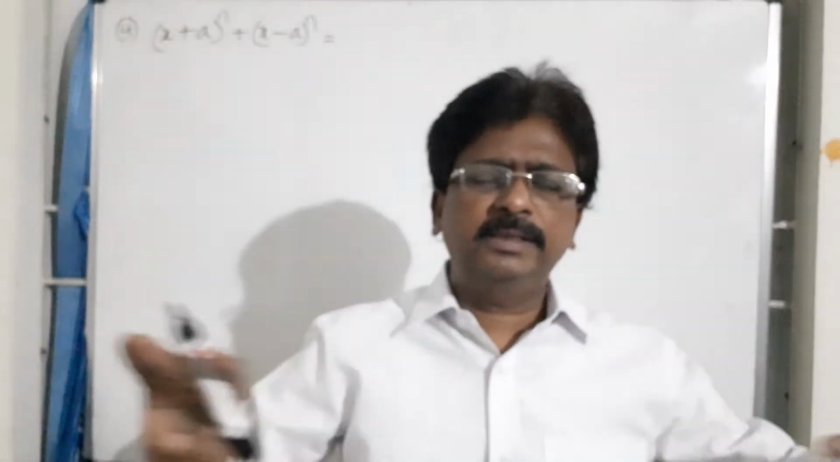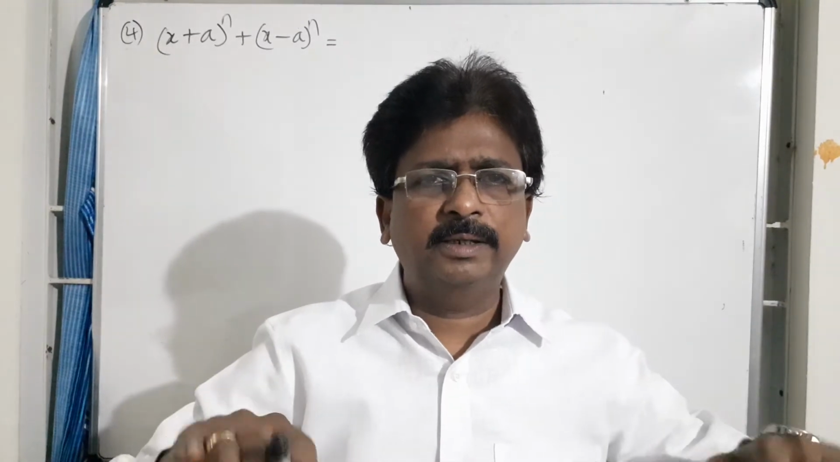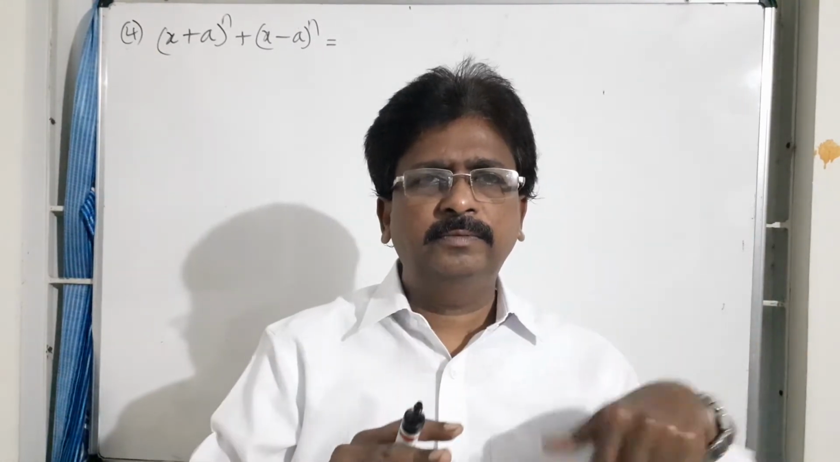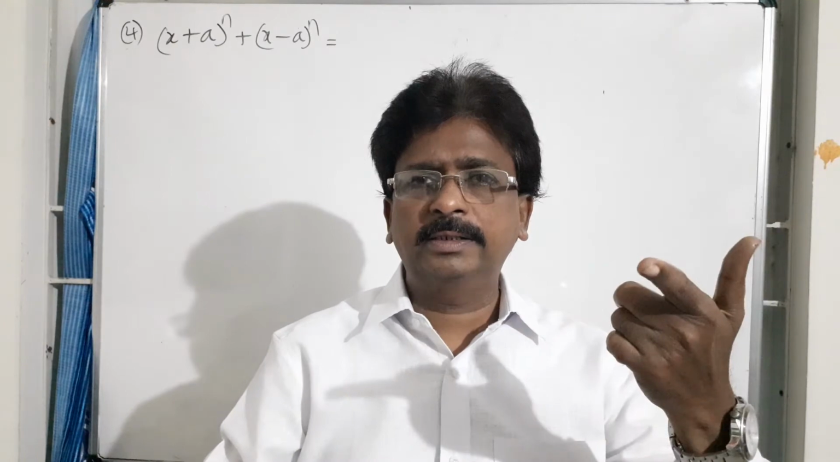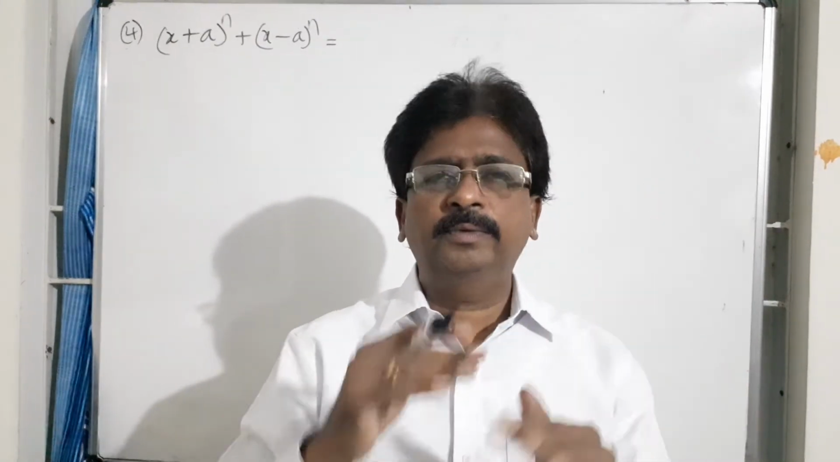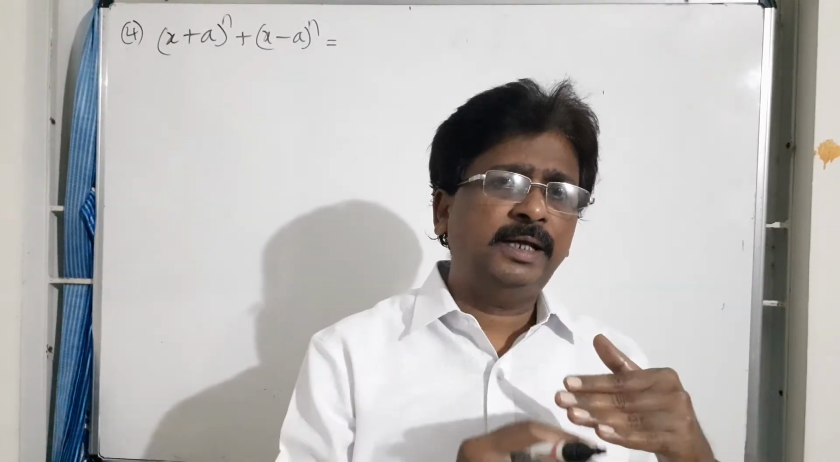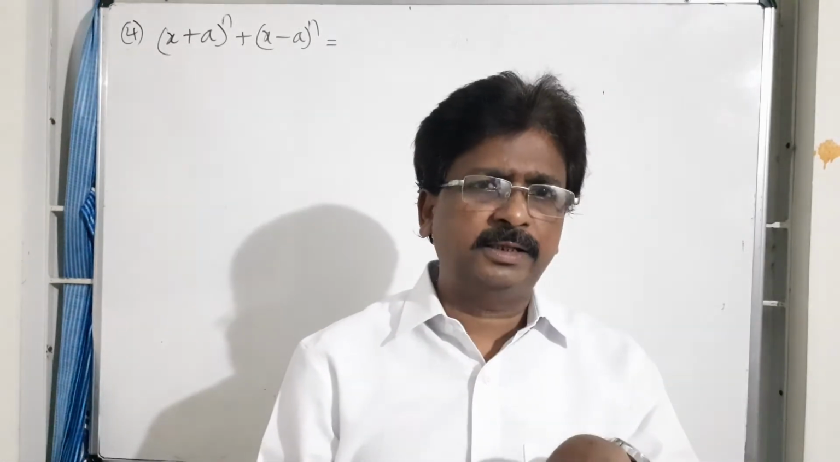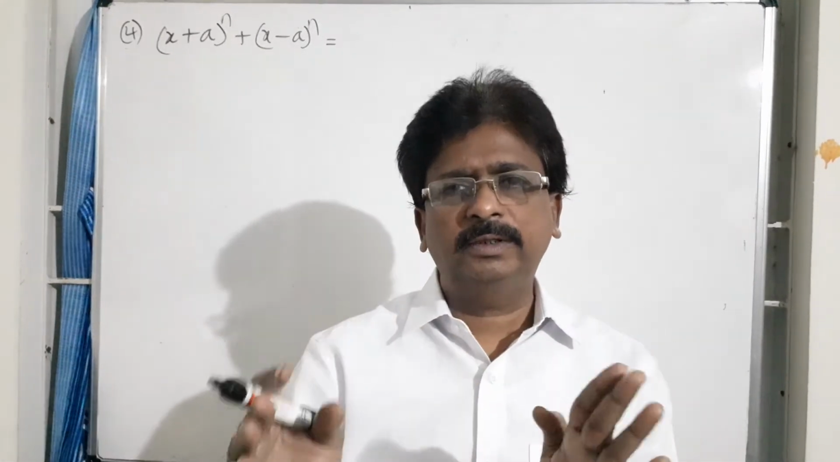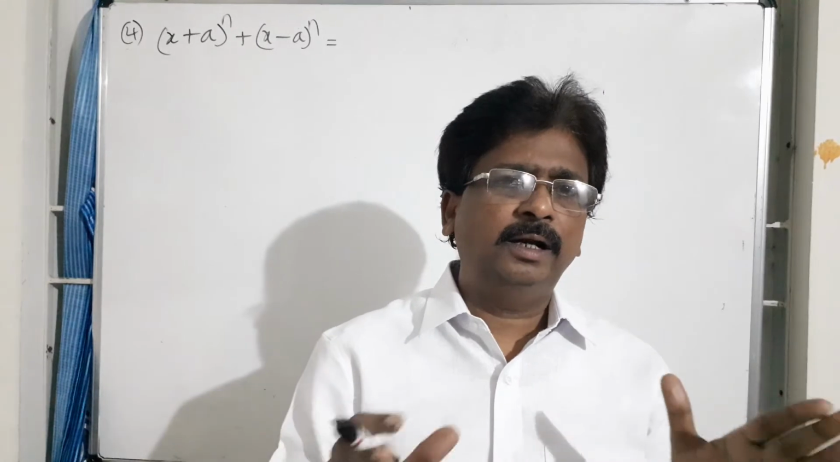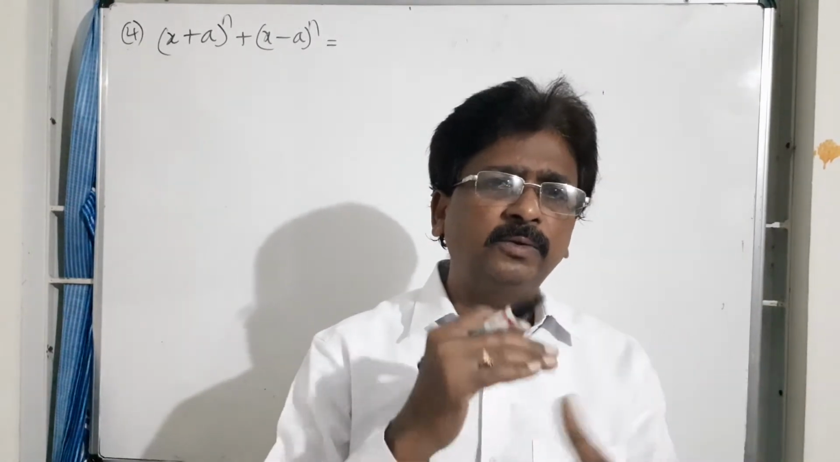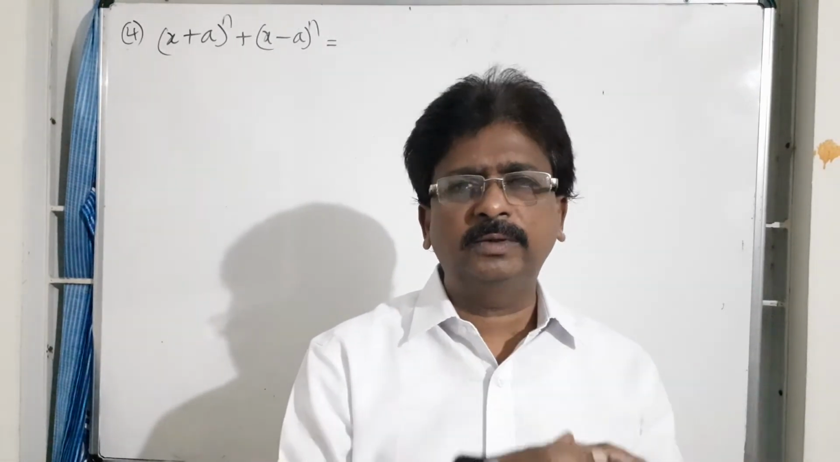Fourth one: (x plus a) to the power of n plus (x minus a) to the power of n. Now in both expansions all the terms are the same but the sign differs somewhere. The first term has the same sign, the second term alternate sign, the third term the same sign. Therefore, by adding, the opposite sign terms are cancelled. So the second term, fourth term and so on are cancelled, and the remaining terms are included two times.